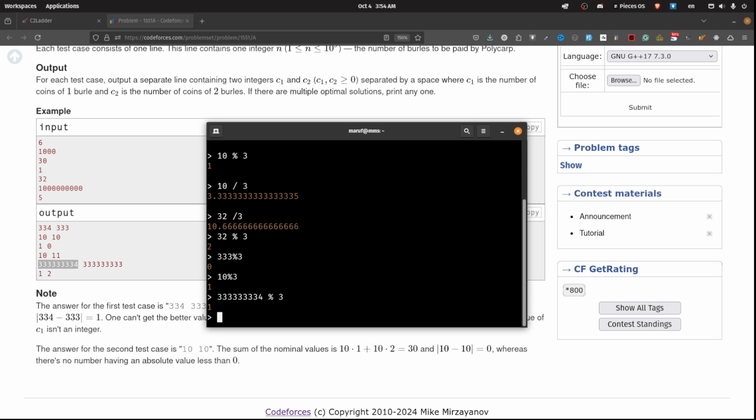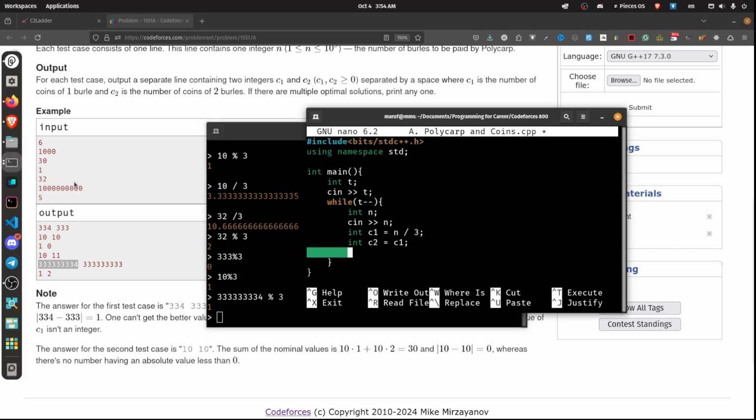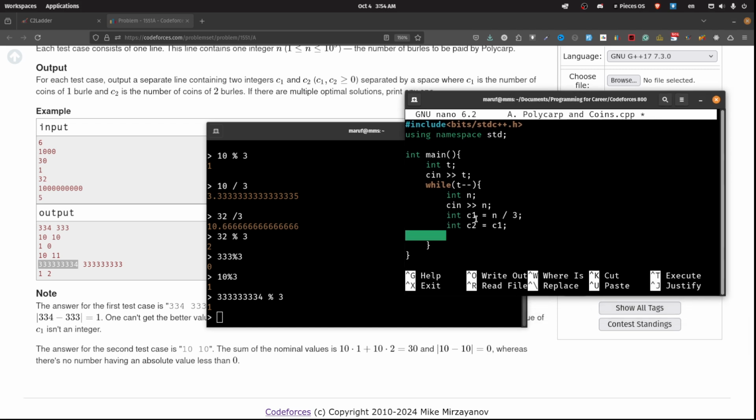Okay, 33. Until now I take the same value for C1 and C2. Okay, so let's take the steps one by one. For example, 333. If the resulting value is 1, what can I print? So 10 modulo 3, the resulting value is 1.